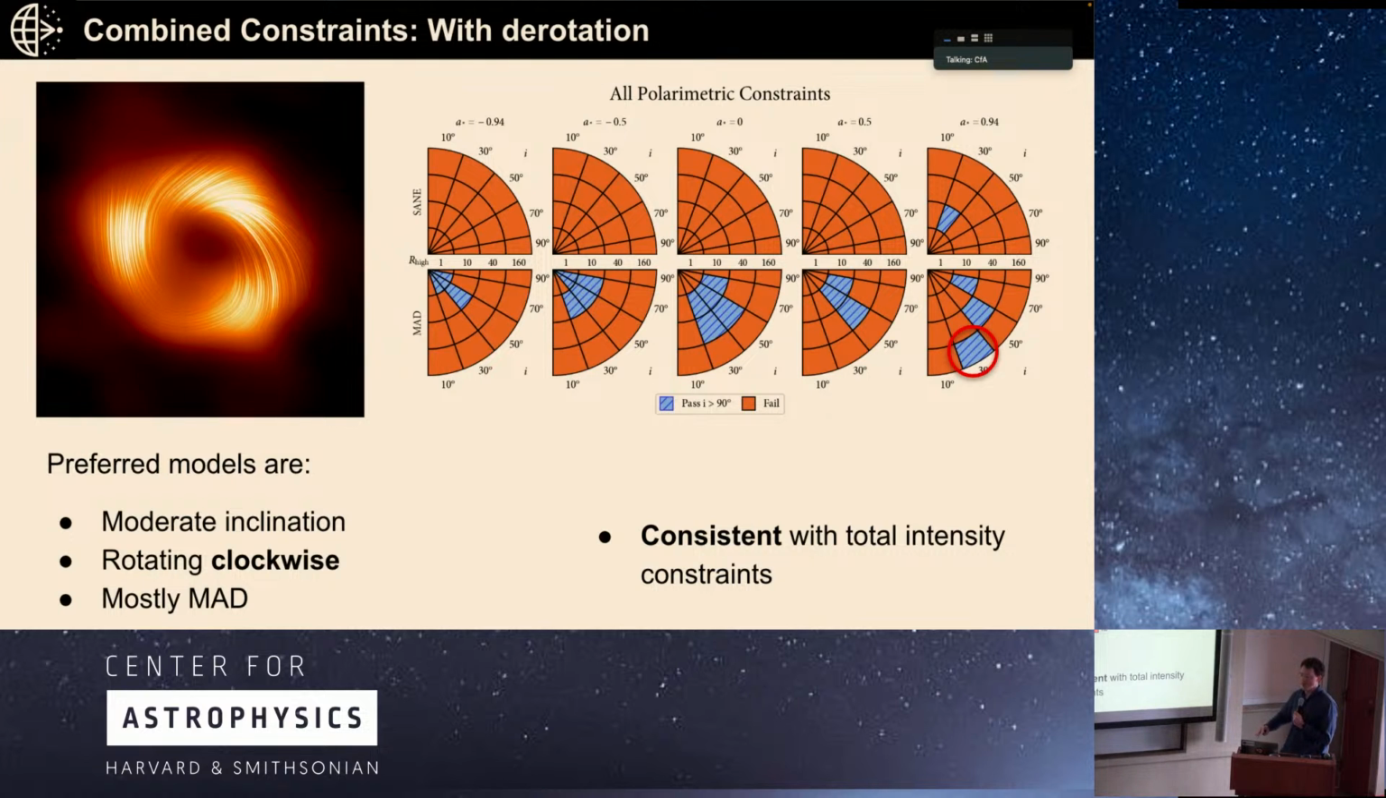I very much want to emphasize that this does not mean that this is the model that is correct, and we know this about Sgr A*, that it is at inclination 30 degrees and at spin plus 0.94. Our sampling of the parameter space is very sparse. There's a lot of assumptions built into this. So I think it's more useful to think of this as a suggestion. I think we can say that MAD models are preferred. I think it's very, very preliminary to say this is the answer.